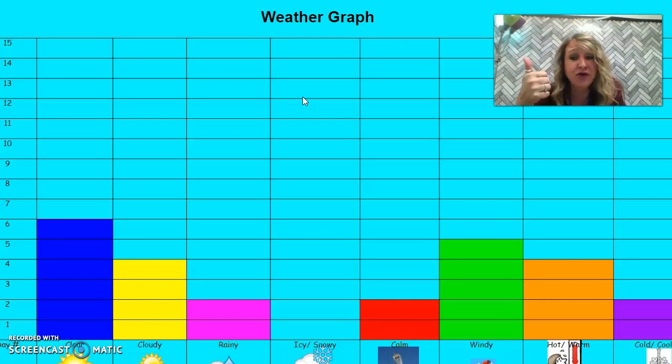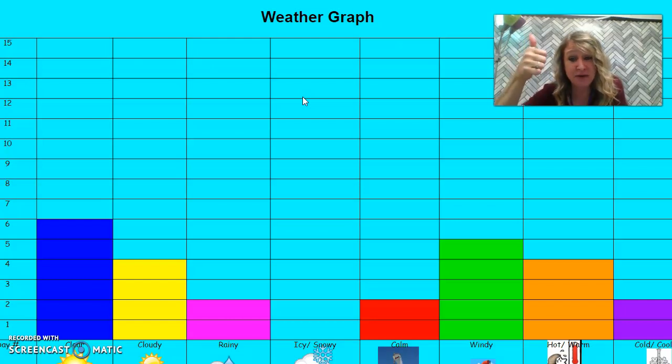And thumbs up if you think it's clear. We had the most clear days. Yes, we did. All right, so which type of weather did we see the least, the smallest amount of time? Which one has the smallest on there? It's kind of tricky.